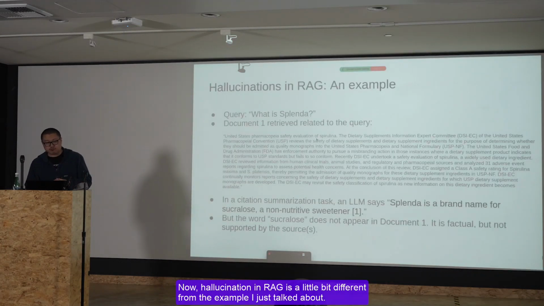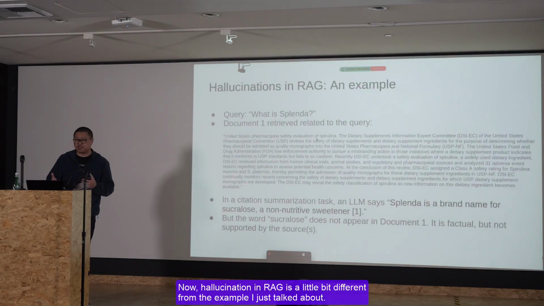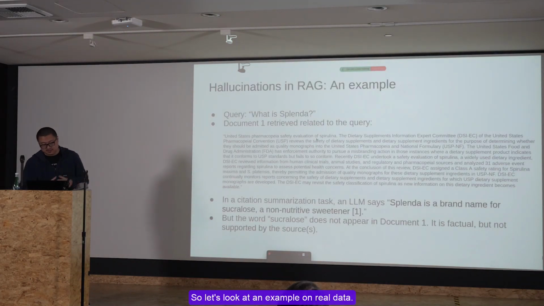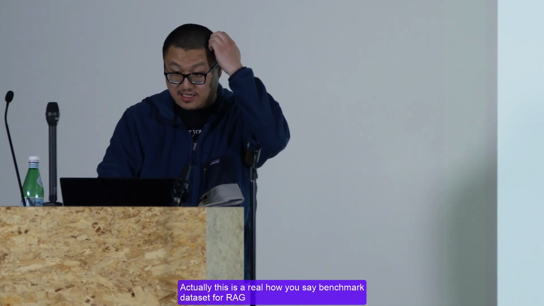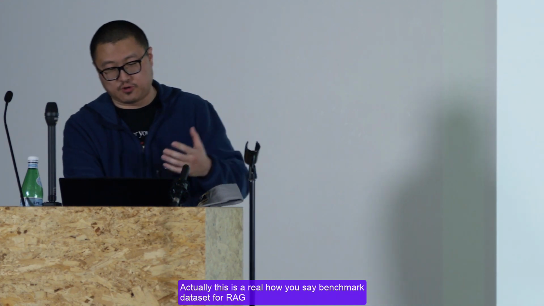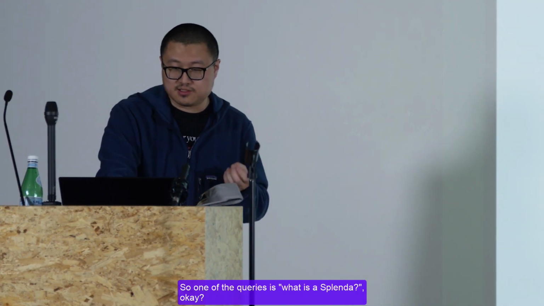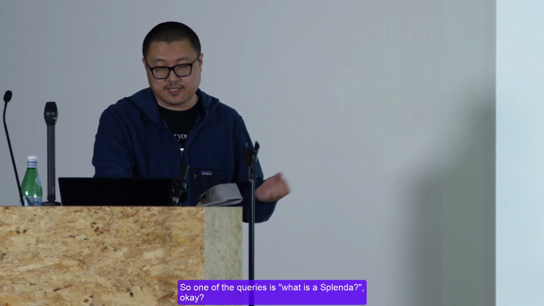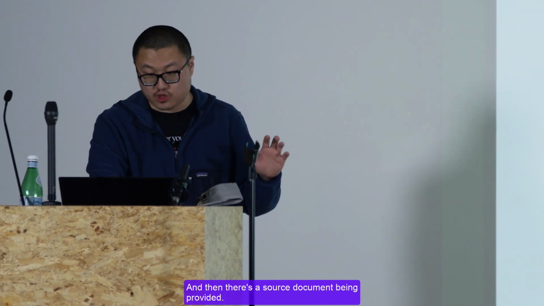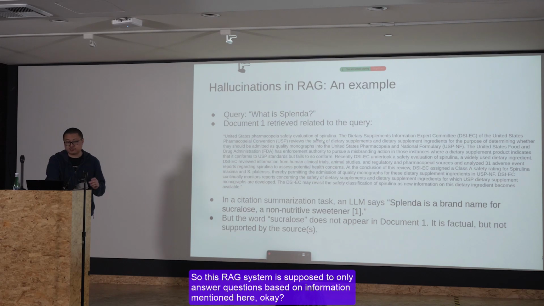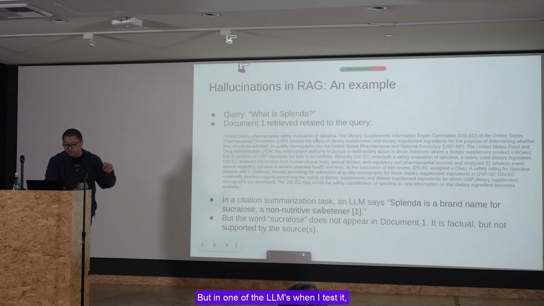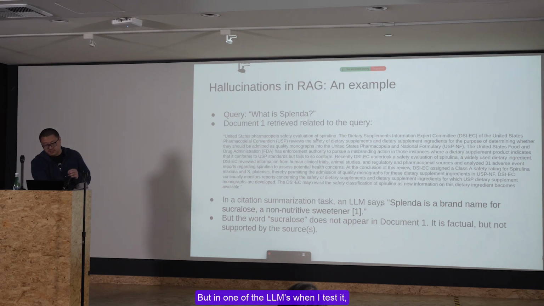Now, hallucination in RAG is a little bit different from the example I just talked about. Let's look at an example on real data. This is a real benchmark data set for RAG. One of the queries is, what is Splenda? And this is the source document being provided. This RAG system is supposed to only answer questions based on information mentioned here. But in one of the LLMs, when I tested it, it gave me this answer.